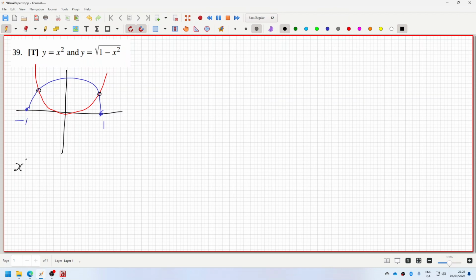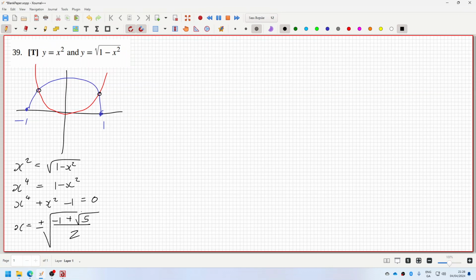So that's just when x squared equals root 1 minus x squared. So that's when x to the fourth equals 1 minus x squared. So that's when x to the fourth plus x squared minus 1 equals 0. That's a quadratic. You can solve that. It's minus b plus or minus, but the minus answer won't make sense because it has to be positive. Minus b plus the square root of b squared minus 4ac all over 2a. So it means that the x values are plus or minus the root of that surd.